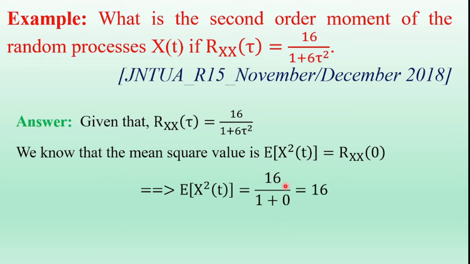Now here tau is 0. So expectation of x square of t is equal to 16. So this is the second moment of the random process x of t.